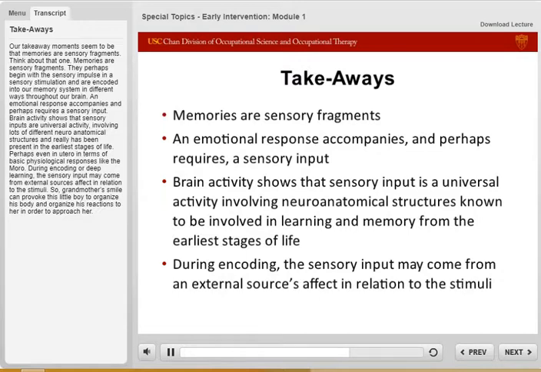During encoding or deep learning, the sensory input may come from an external source's affect in relation to the stimuli. So grandmother's smile can provoke this little boy to organize his body and organize his reactions to her in order to approach her.